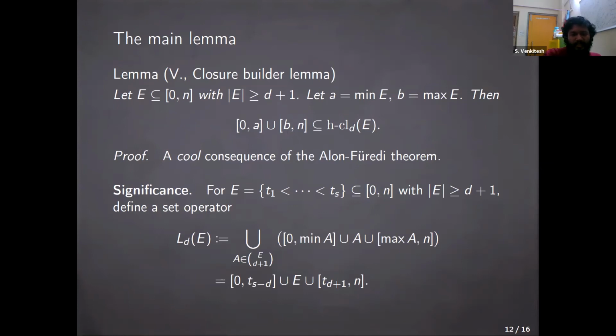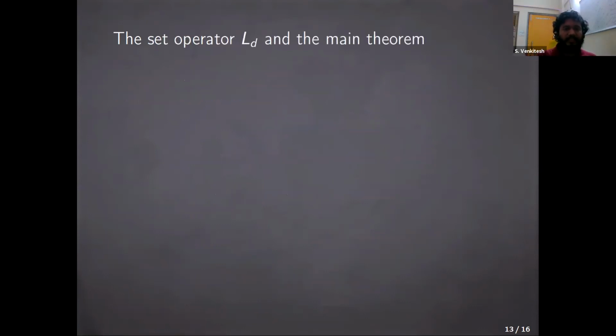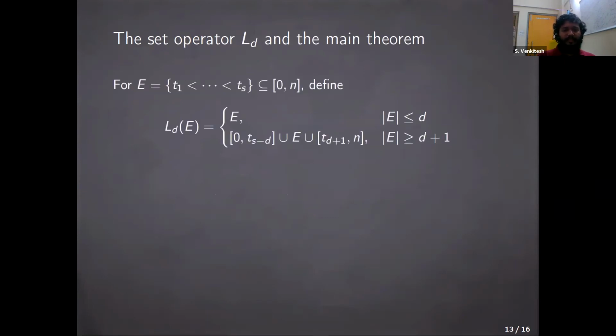If E is listed down like this, then LD of E is just 0 to Ts minus T with E and TD plus 1 to 1. But this is not all. These layers are in the closure, but we need to repeat this. The set operator LD is defined like this: for sets of size at least D plus 1, it's this. For sets of size at most D, we don't really do anything, so it's just E itself.